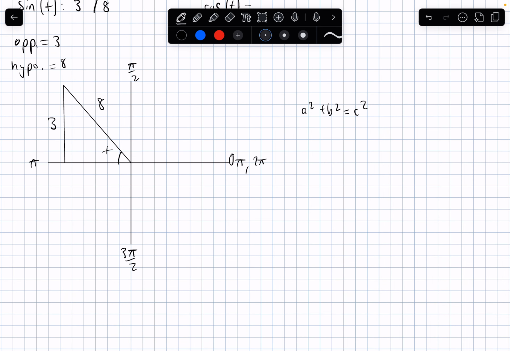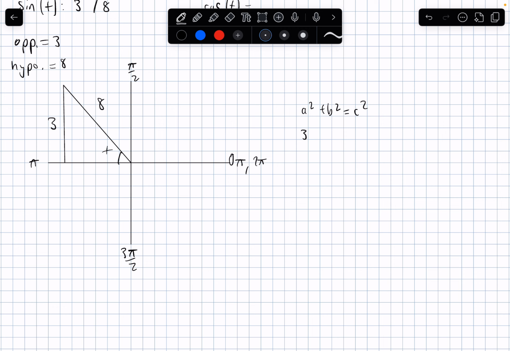And one important thing to note is that the a and the b values have to be the opposite and the adjacent side, and the hypotenuse has to be the c value. The a and the b sides, the opposite and the adjacent side, are interchangeable because of addition. You can have them either way. But the c value, which is the hypotenuse, has to be on the right side of the equation, after the equal sign. So we're just going to plug in some numbers here.